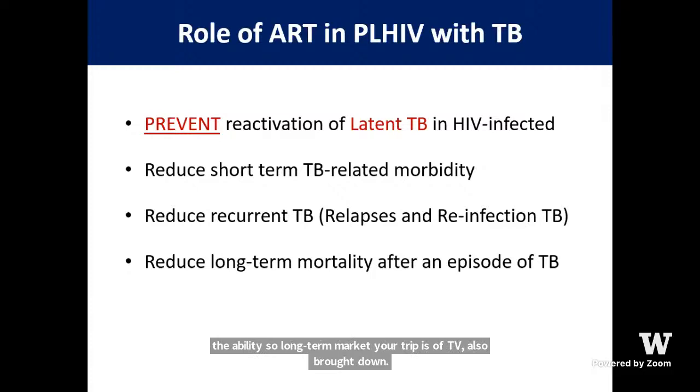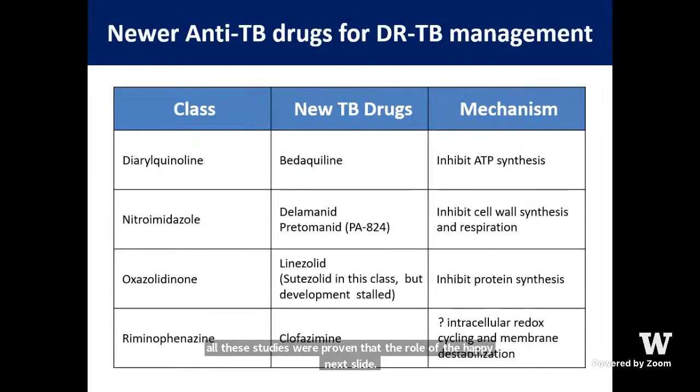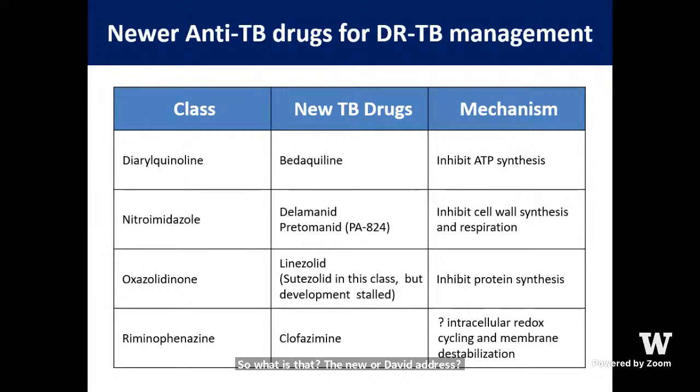Next slide. What is that? The newer TB drugs. Bedaquiline has been there since 2015, a wonderful drug. It is the first group and the mainstay in MDR TB treatment. Then delamanid is a new drug, not as potent as bedaquiline, but also important.